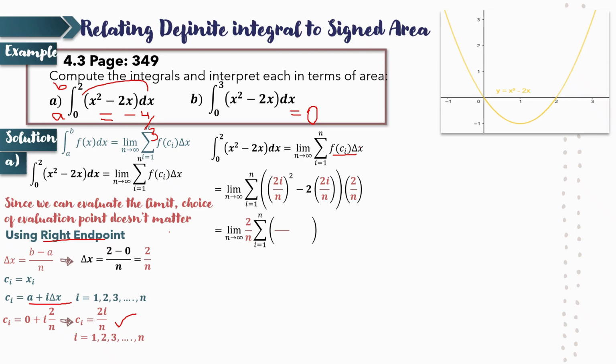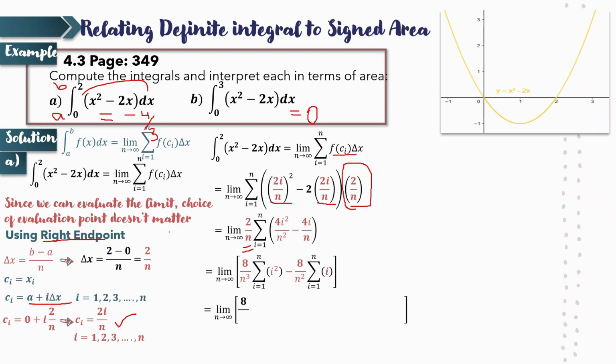What is the value of x? 2I by N. That's why you got 2I by N the whole square minus 2 times 2I by N, and this is delta x, 2 by N, which is a constant. In the next step, I have taken the constant 2 by N outside and I have distributed the rest within the sigma. Here again 4 by N square, I took it outside. So already you have 2 by N. So 2 multiplied by 4 is 8. N multiplied by N square is N cube. In the next step, I multiply 2 with 4, which is 8, N with N, which is N square.